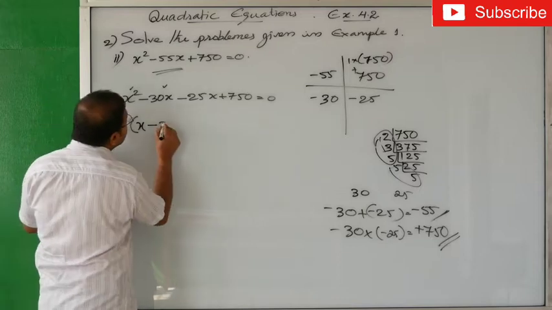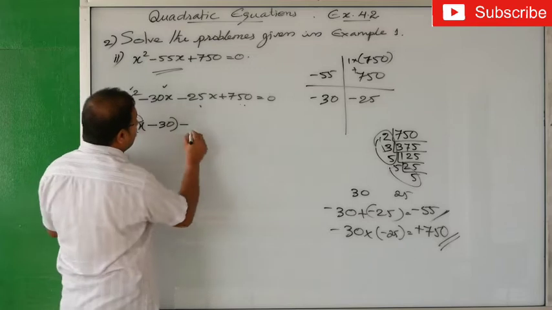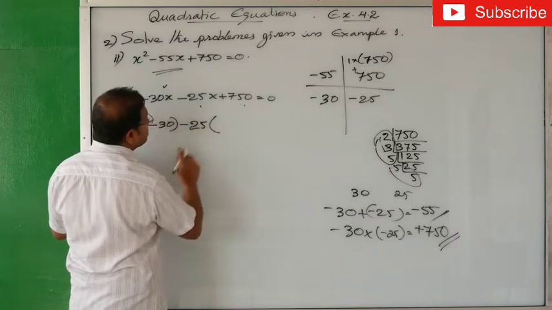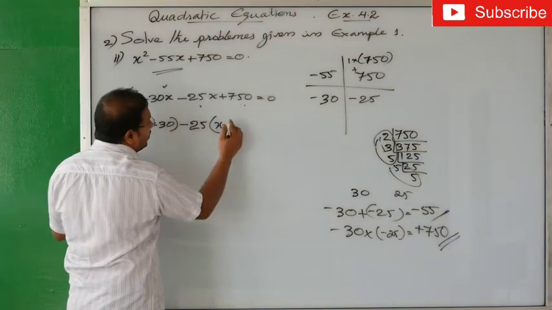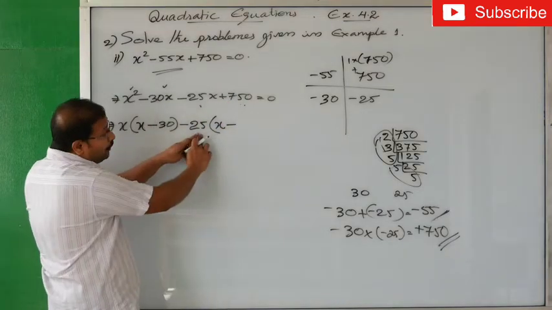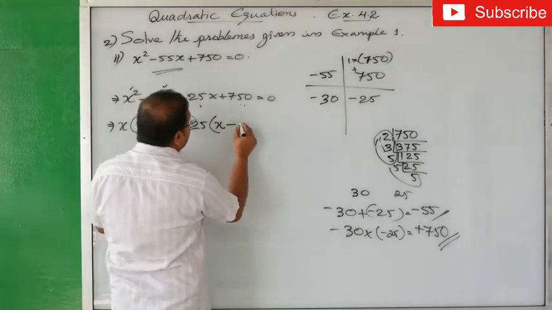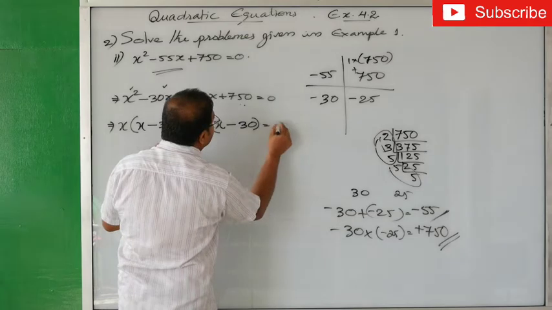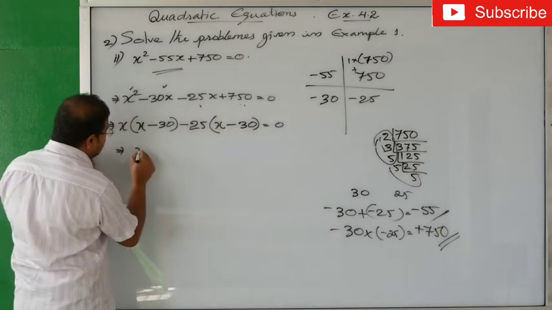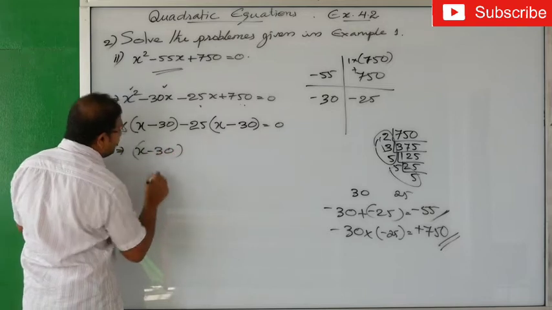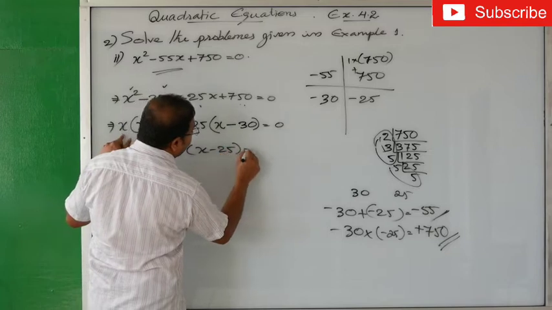So balance is 30. From these two terms, what will you take common? 25. So balance x minus, if I take minus outside, the plus will convert into minus 25. 25 into how much will you get 750? 25, 30s are 750, isn't it? That means 30 will be inside, equals 0. This implies, see the brackets? Same, isn't it? That means x minus 30 into, yeah, balance, x minus 25 equals 0.